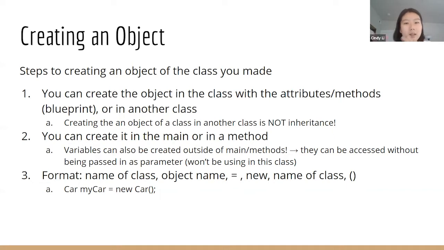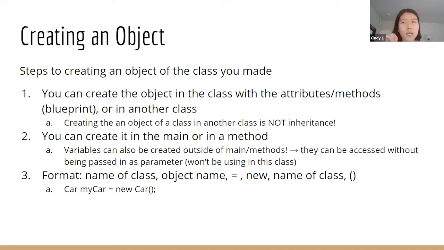If you want to create an object of the class that you made, you can create it in the class with the blueprint, or you can create it in another class. Now, if you create another class, it's not inheritance. I know Jim talked about inheritance last time, but there is a big difference between calling an object in another class and inheriting information. We will get to inheritance later if we have time in the course, but calling the object with the blueprint that you made in another class is not inheritance. So you can do that.